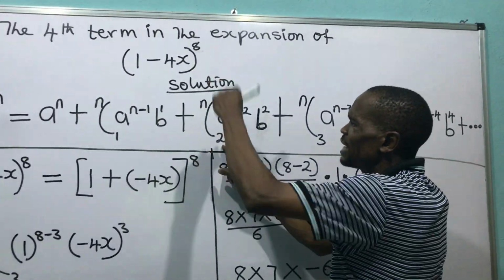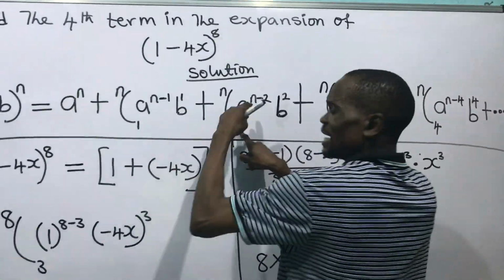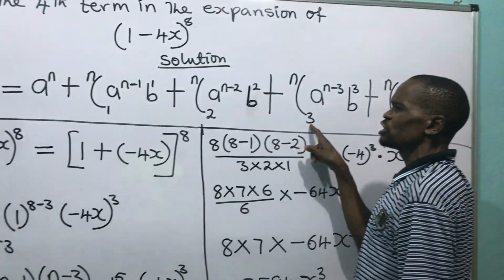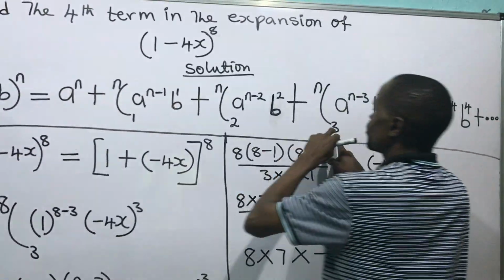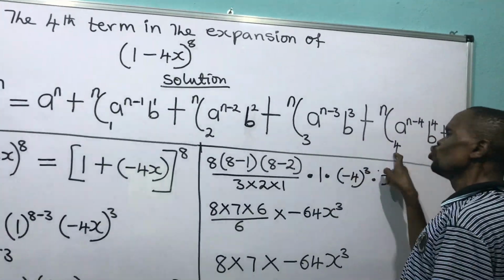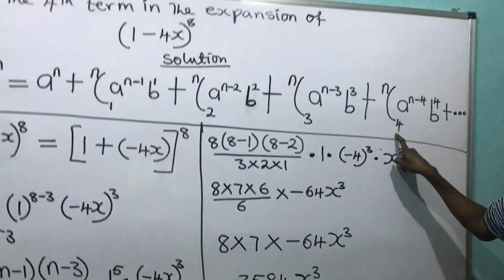So when I want to get the third term, I will choose 2. Then add this 1, that gives me the third term. When I want to get the fourth term, I'm going to choose 3. I will add this 1 there, which gives me the fourth term. Then when I want to get the fifth term, I will choose 4, and I will add this 1 to it, and that gives me the fifth term.